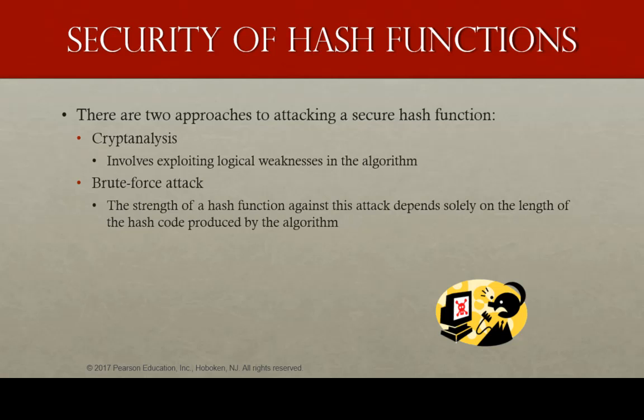Several people have presented a design for a $10 million collision search machine for MD5, which has a 128-bit hash length, that could find a collision in 24 days. Thus, a 128-bit code may be viewed as inadequate.